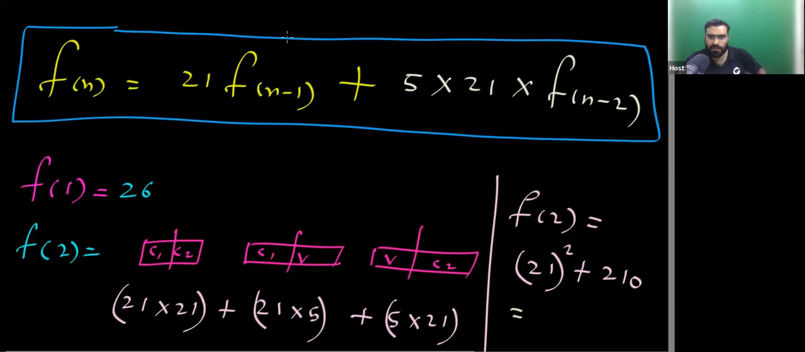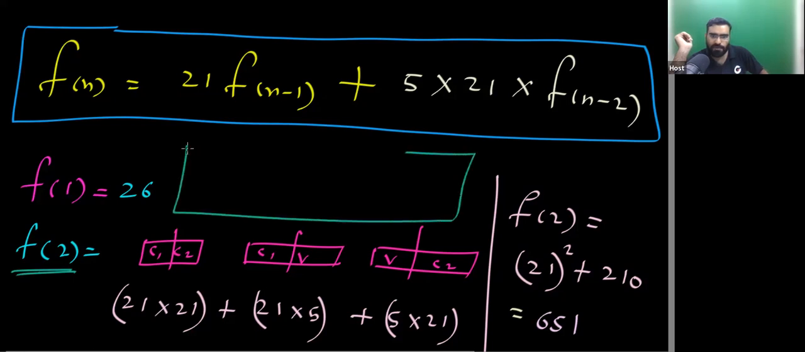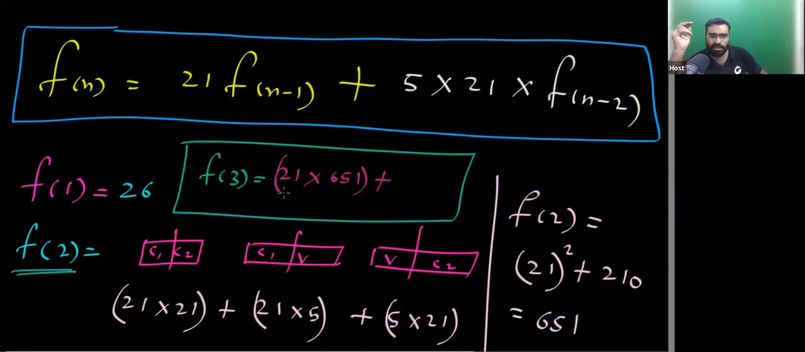This value is 651. Okay, so this is your F2. So we got F2, and we found F1 also. Now you tell me what will be F3? That you can find from this equation. F3 will be 21 multiplied by F2 plus 5 multiplied by 21 multiplied by Fn minus 2, means F1, that is 26. So this will be your F3.